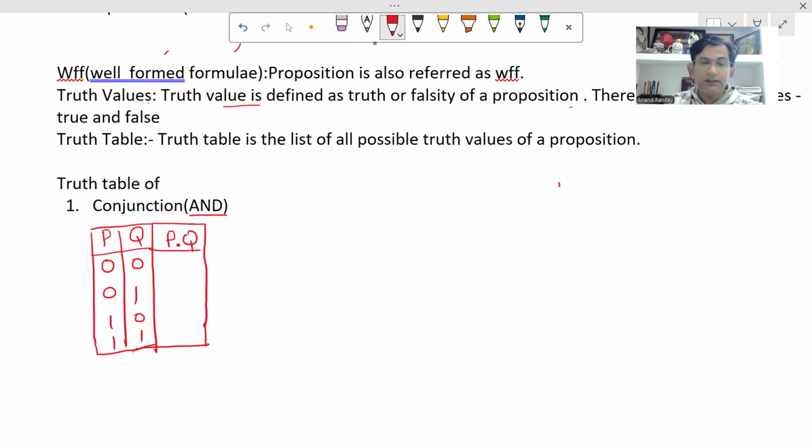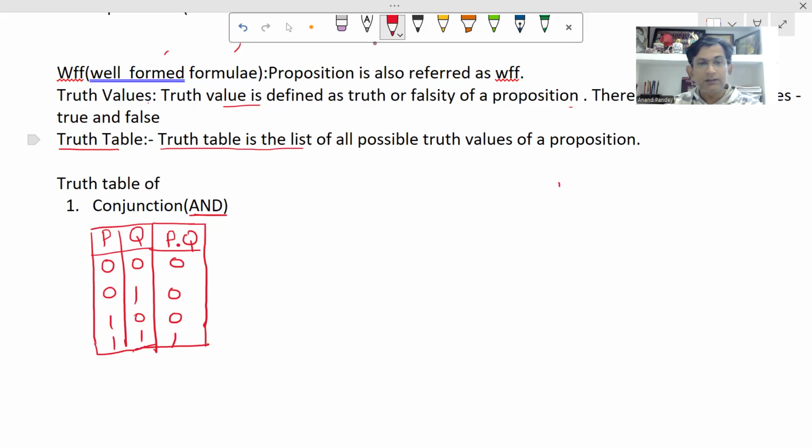So what is the rule for conjunction? If any one of the propositions is 0, then the output will be 0. एक भी 0 होगा तो 0 होगा. So here 0, 0, 0, 0, 1, 0, 1, 0, 0, 1, 1, 1. If any one of the propositions is 0, the output will be 0. Okay. So this is the truth table of conjunction, the AND operation.